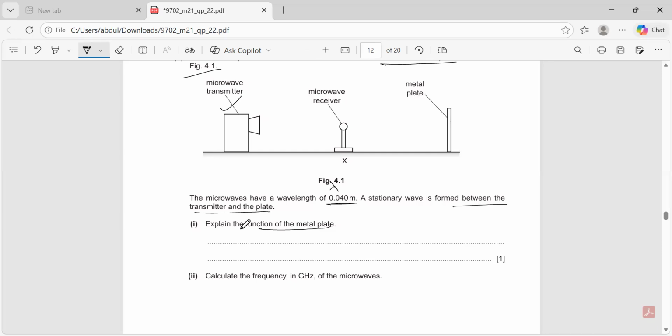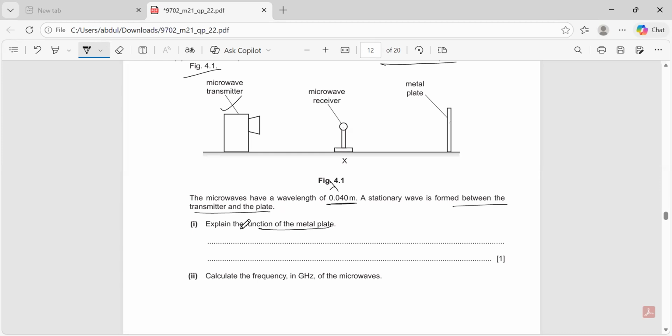Explain the function of the metal plate. You know how a stationary wave is produced? When two waves identical in all respects, meaning same amplitude, same frequency, same wavelength, travel along the same line but in opposite directions, they give rise to stationary waves. So what is the function of this metal plate? It is used for reflection.